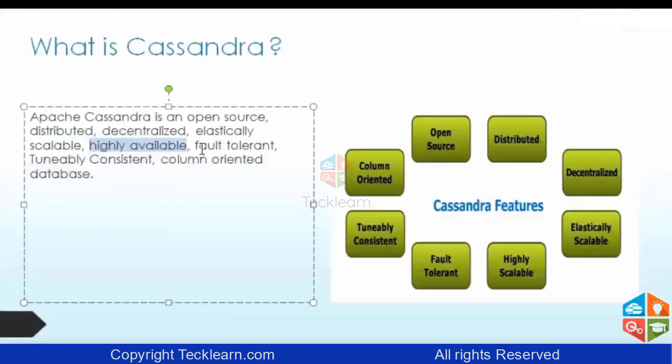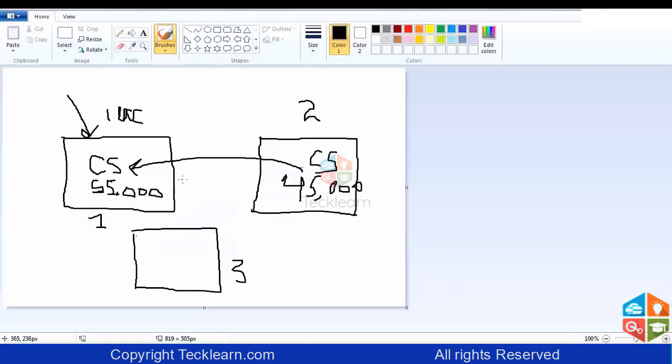Then comes the next thing, which is fault tolerant. Now, what is the meaning of fault here, first of all? Then we will see what is the meaning of fault tolerant. Fault means that if we have a distributed database, a distributed system, they are connected with each other through some link, probably network links.